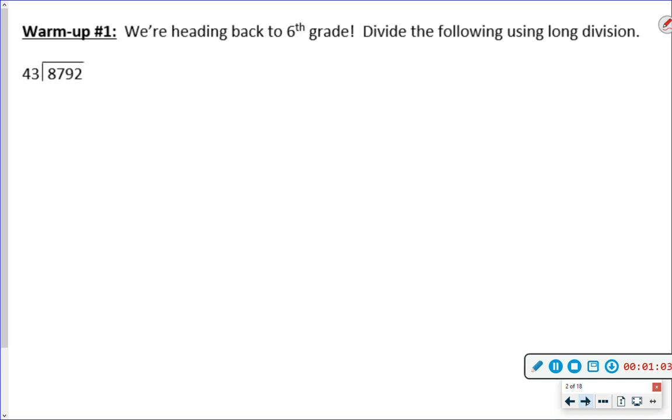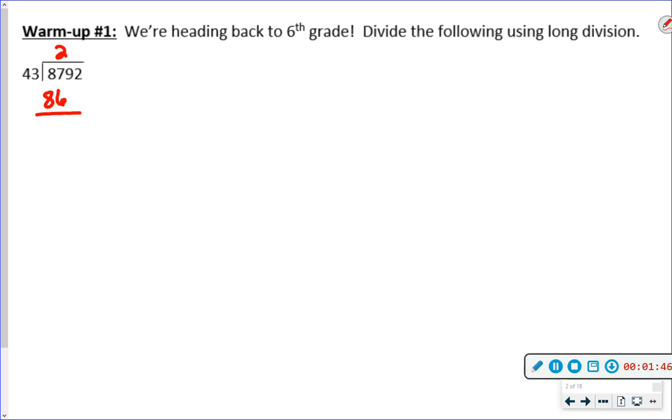Remember, how do you do it? You don't remember how to do long division? Okay, so first question you're asking yourself is 43 divides into 87 how many times? 2. And where do you put the 2? Now what are you doing with the 2? Multiply them together and then subtract it. Okay, so 2 times 43 is 86. What am I doing with the 8?